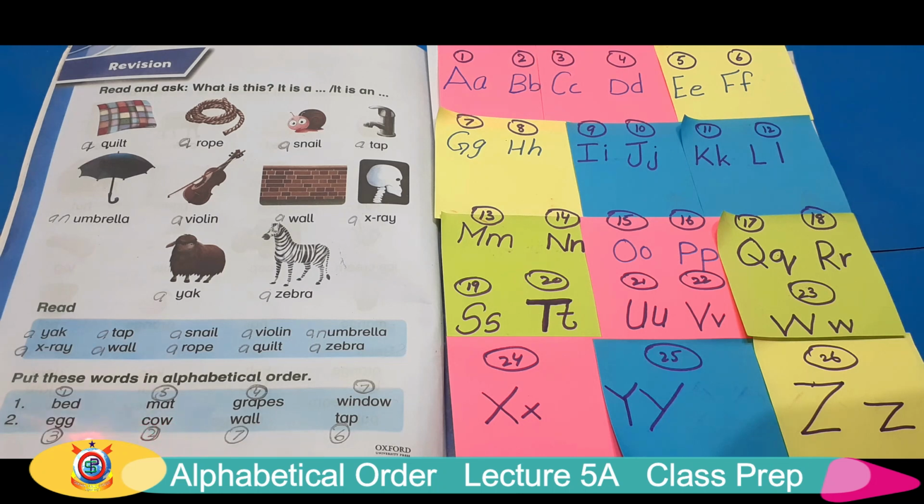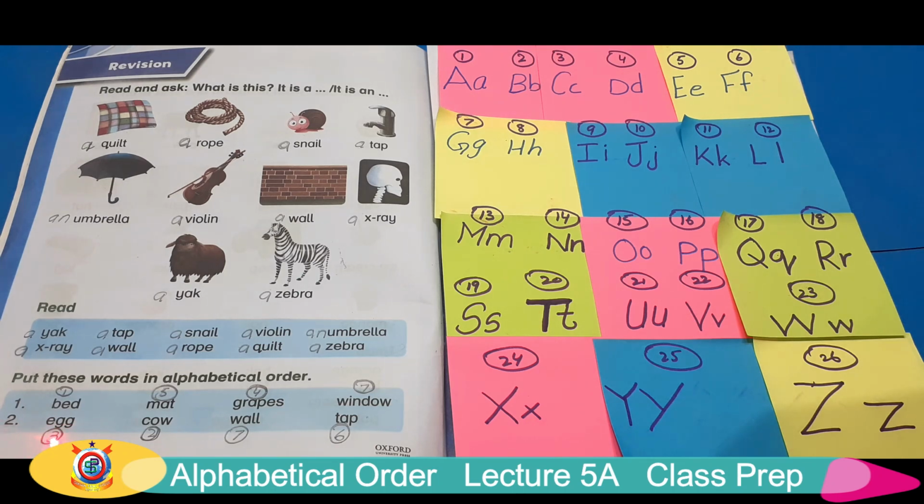Now find the next letter. After C, what comes? After C comes D. But I think there is no word from D. Look here. There is bed, egg, mat, cow, grapes, wall, window, tap. No D is here. And after D, what comes? E. Yes, we have E here. E-G-G, egg. The bed is the first one. The cow is the second one. And we don't have D here, so the E is the third one. So we write here 3.